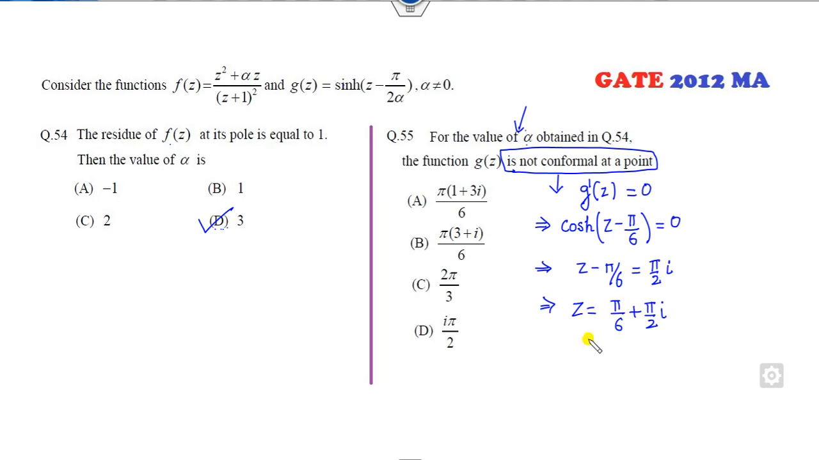So now you can simplify it. Everywhere pi over 6 is the LCM. It's 1 plus 3 iota. So A is the right answer of this problem. Remember, whenever there is a non-conformal point, you can take the derivative as 0.